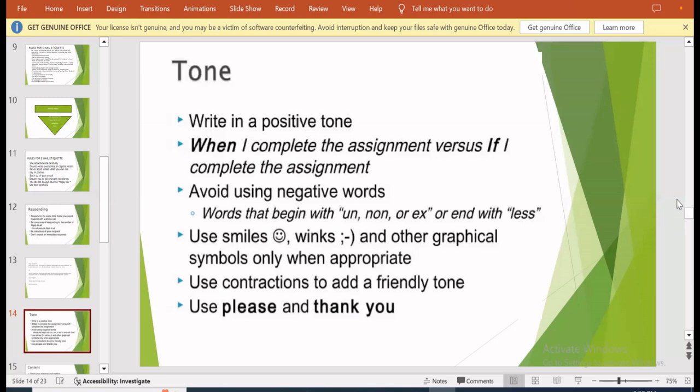Write in a positive tone: when I complete the assignment versus I complete the assignment. Avoid using negative words. That is another thing. Use smileys and other graphical symbols only when appropriate. So when it is relevant, required, then use please and thank you. That means whenever you are writing, you should mention please and thank you in the email.